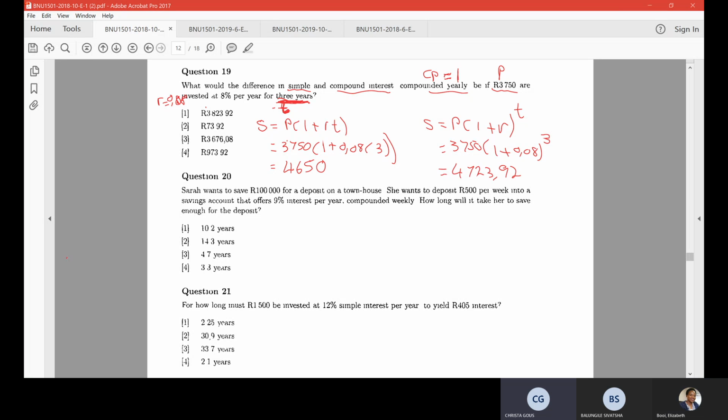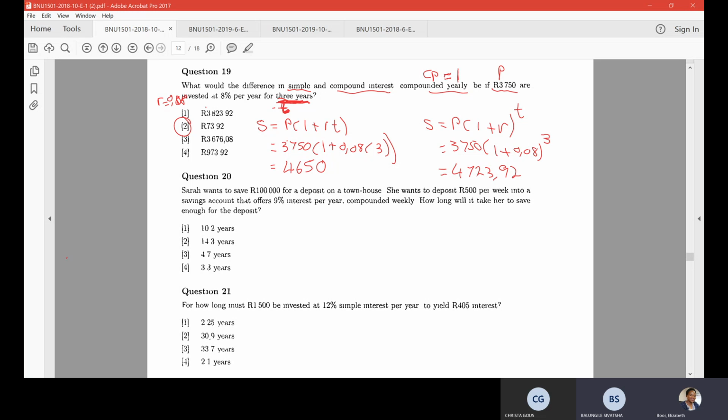Yes. So once you have the answer for the compounding interest and the simple interest, you're going to subtract one from the other so that you can get the difference. So we're going to say 4723.92 subtract the 4,650, and the answer you will get will be 73.92.